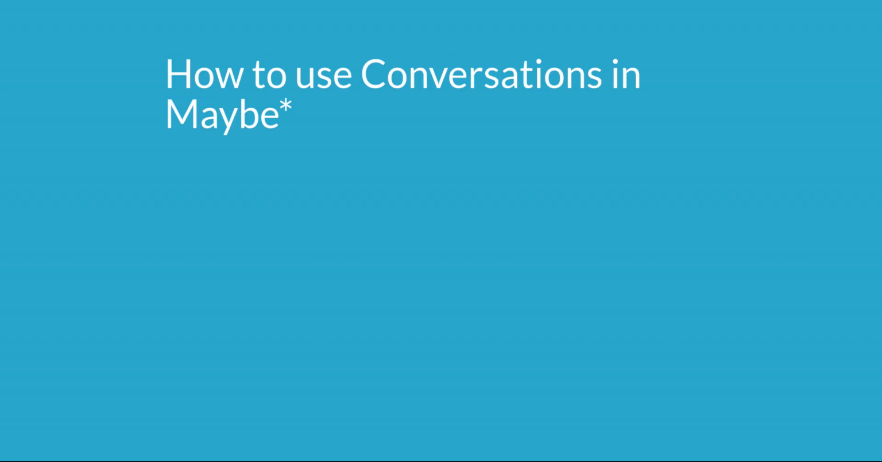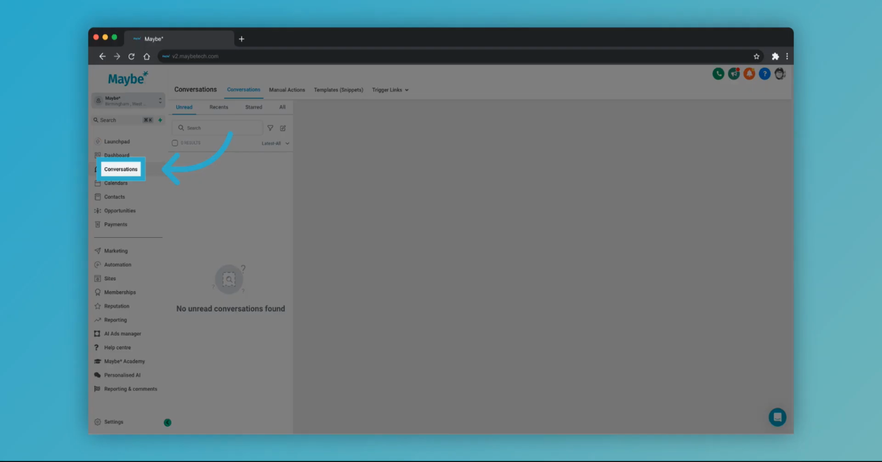How to use Conversations in Maybe. In this video, we'll explore the Conversations tab, a central hub for all your communication needs. This feature integrates various platforms like Instagram, Google My Business, and phone calls, ensuring you never miss a message. It's a seamless integration for efficient communication across all your channels.